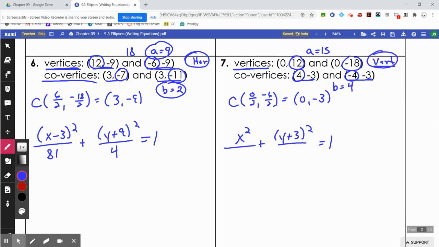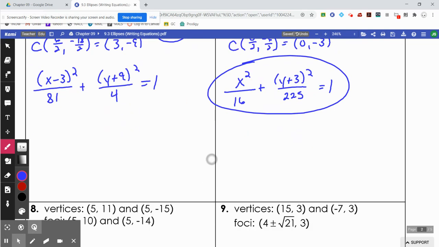Since this is a vertical ellipse, the larger number goes under the y. So therefore, a squared, which is 15 squared, is 225, goes under y. B squared goes under x, and there is your equation. Okay, number 8.